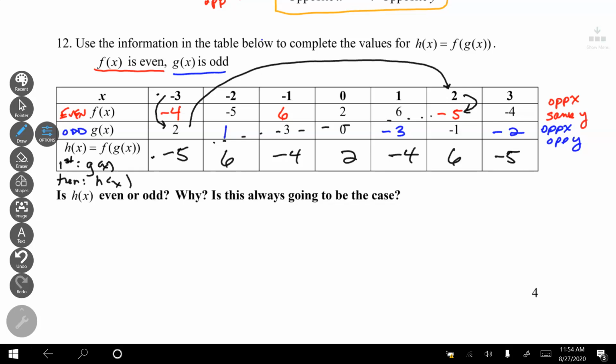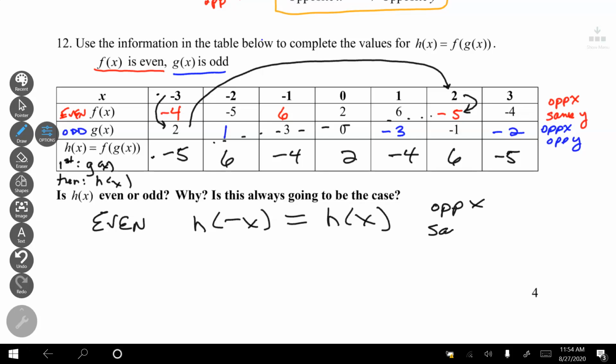So then my question is, the final row, h, even or odd? And it's definitely even. h of the negative x values is exactly the same as h of the positive x values. Opposite x's give you the same y.